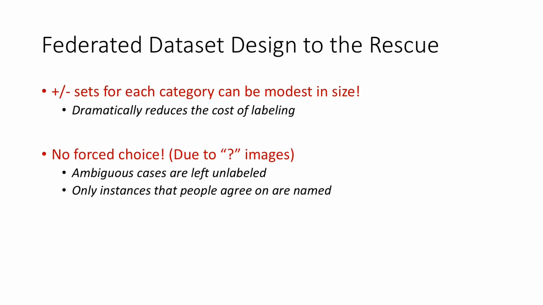Federated dataset design has two nice properties that make building datasets like LVIS tractable. First, because the category level positive and negative sets can be modest in size, this dramatically reduces the cost of labeling. Second, there is no forced choice when labeling objects. If an annotator cannot tell what label to apply to an object because it is on the fuzzy boundary between categories, then it can simply be left as unknown without creating a problem for evaluation.